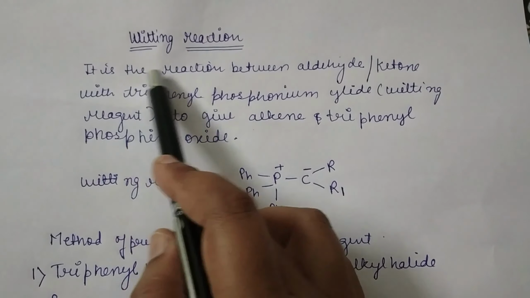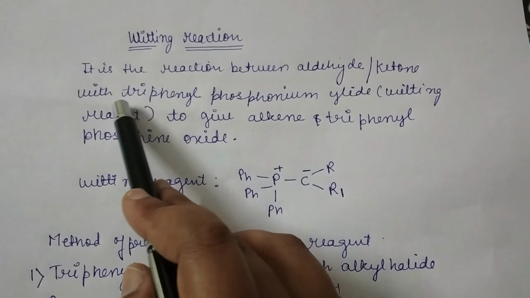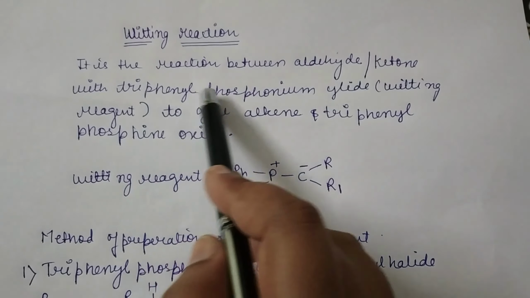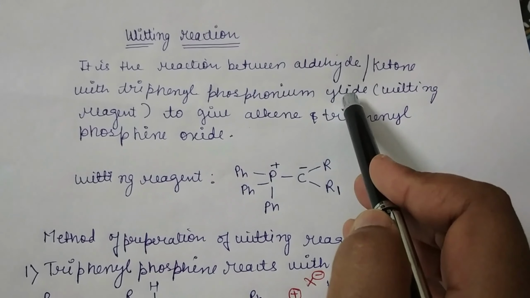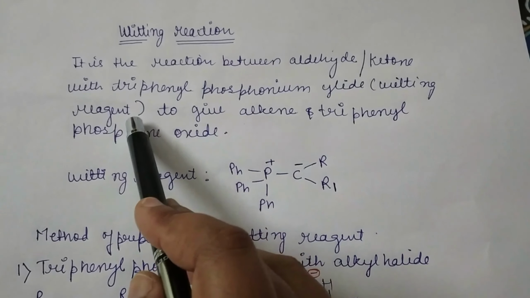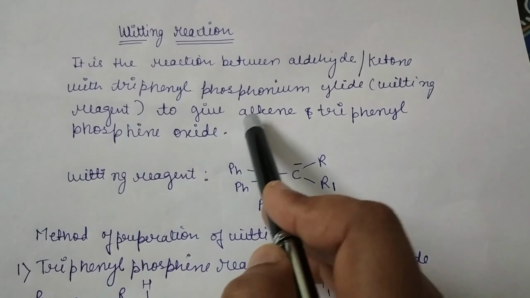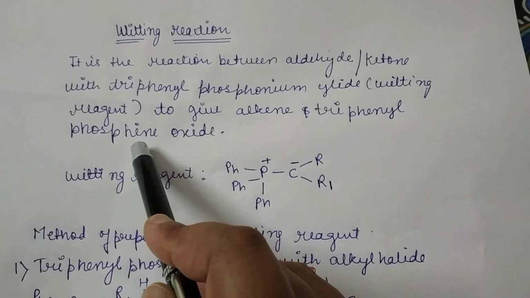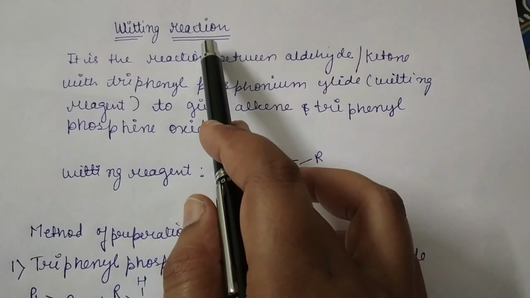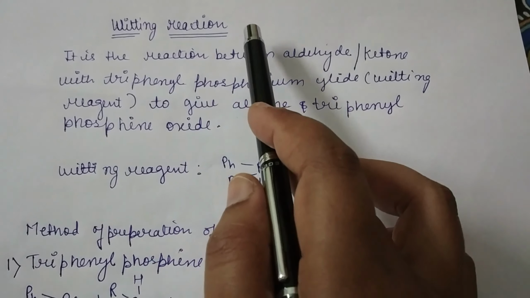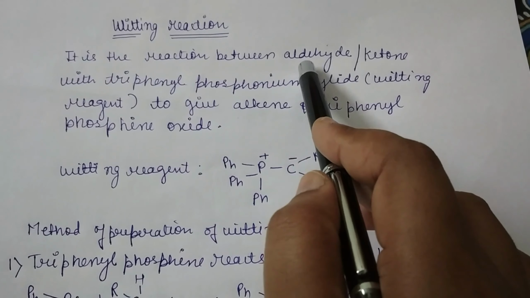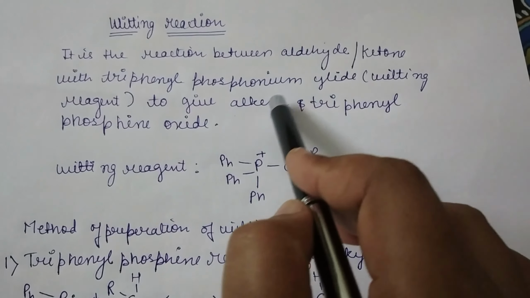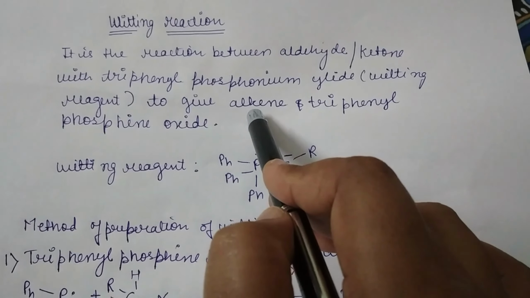Wittig reaction. It is the reaction between an aldehyde or ketone with a triphenyl phosphonium ylide, which is also known as Wittig reagent, to give an alkene and triphenylphosphine oxide. Generally, the Wittig reaction is used to convert aldehyde or ketone derivatives into alkenes.